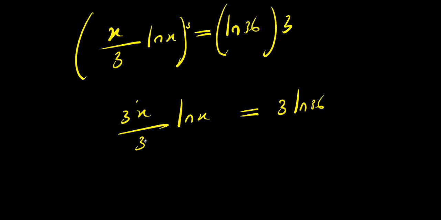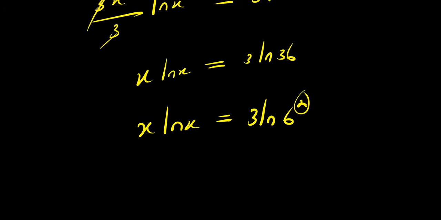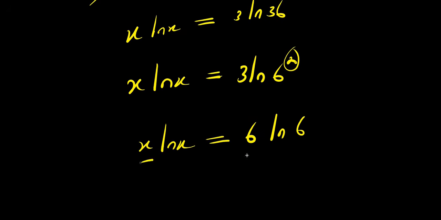So 3 cancels 3, and I will have x times natural log of x equals 3 times natural log of 36. Now, that is not all. I can have x times natural log of x equals 3 times natural log of 36, which is 6 power 2. So this comes behind again. And I have x times natural log of x equals 2 times 3, 6 times natural log of 6. Of the same. Now I have x, I have 6, I have ln of 6, I have ln of 6. That means x equals 6.